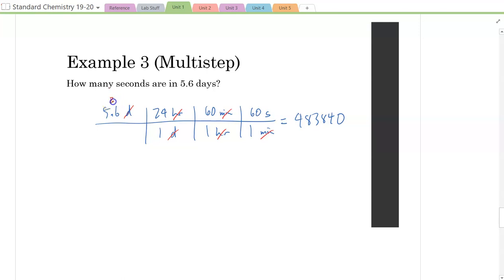All right, so again, I have to double check my significant figures. I'm given a value with 2 significant figures to start, 5.6 days. And all these other ones, well, there's 24 hours in one day. That's a defined one. All these are infinite sig figs. So 2 versus infinity, 2 is going to be how I round my final answer.